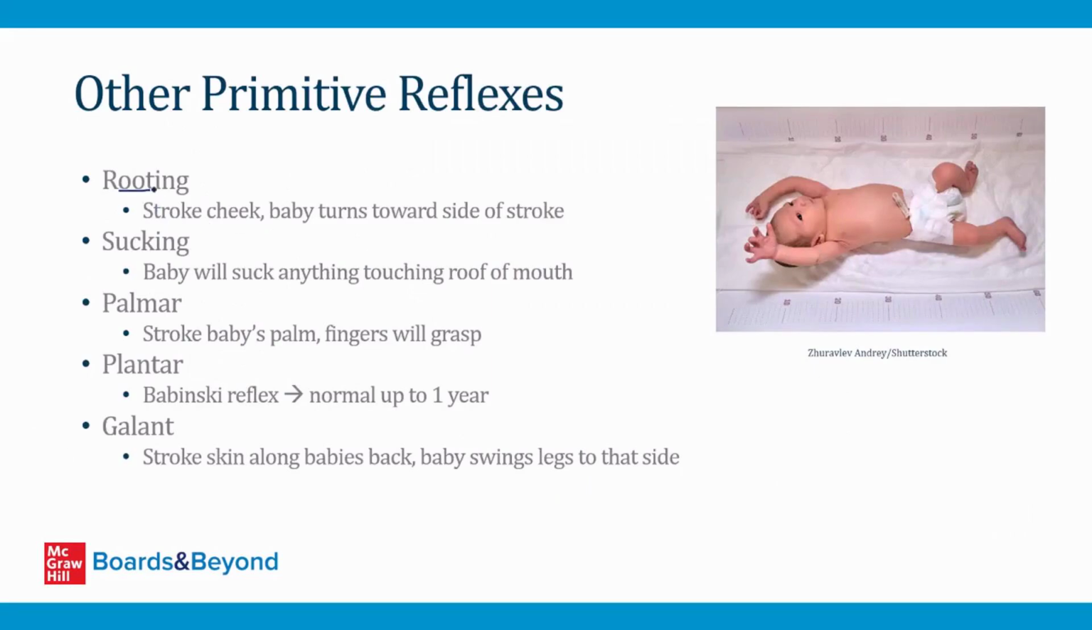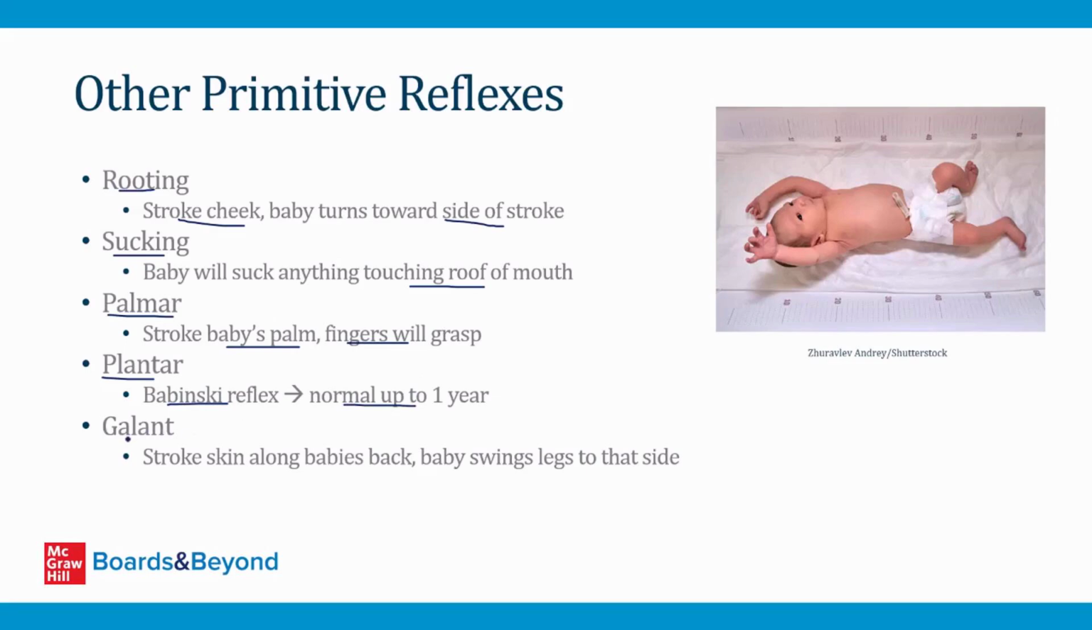The rooting reflex involves stroking the cheek. The baby should turn toward the side of the stroke. The sucking reflex means that anything you stick inside the roof of the mouth, the baby will suck on. You can do this with a pacifier or a finger. The palmar reflex involves stroking the baby's palm, and it will collapse its fingers and grasp your finger as you stroke it. The plantar reflex we already talked about. That involves eliciting the Babinski reflex. You should see the Babinski response or the Babinski sign. That's normal up to 1 year of age, as we already said.